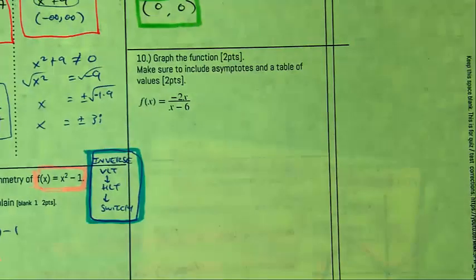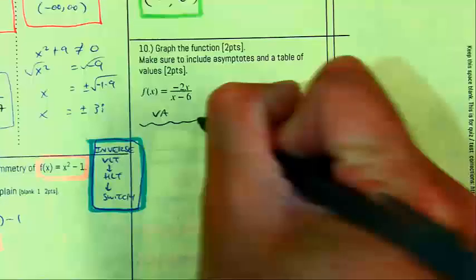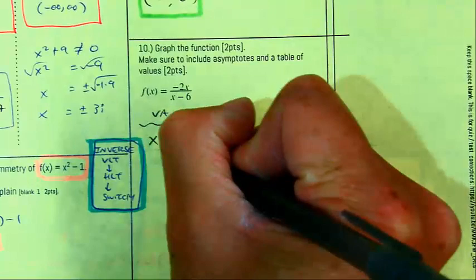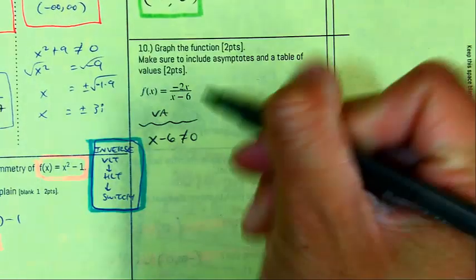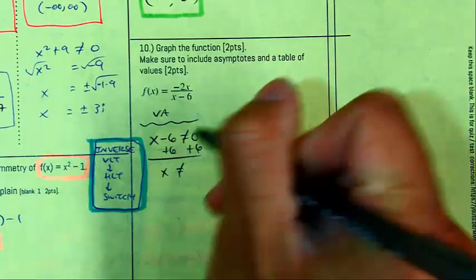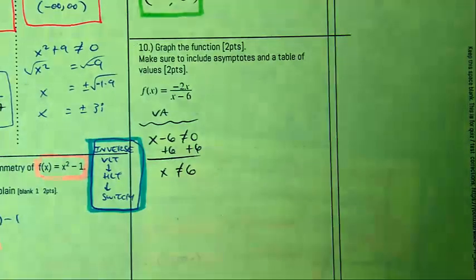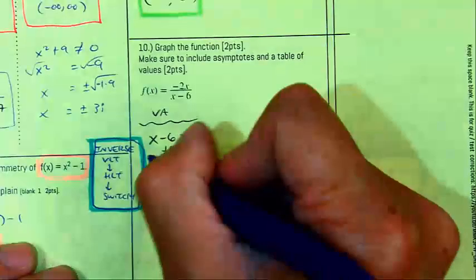Okay. It says make sure to include your asymptotes. So vertical asymptotes. You're going to set the denominator not equal to 0. So x cannot equal 6. Then purple.